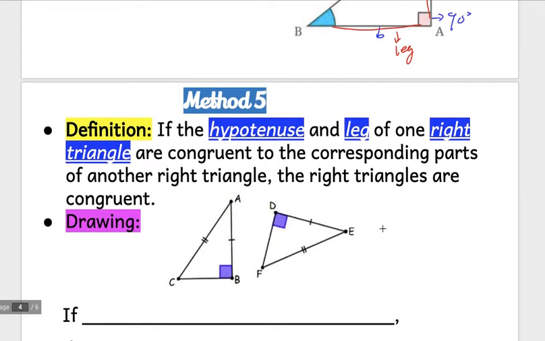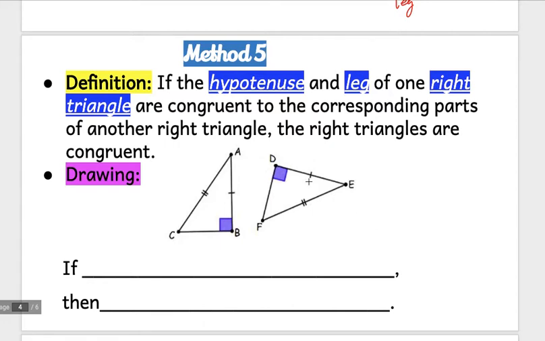So the last method says if the hypotenuse and the leg of one right triangle are congruent to the corresponding parts of another one, meaning one hypotenuse is congruent to the other hypotenuse, and one leg is congruent to the leg of another triangle, then these triangles are congruent. As you can see, the key word here is the right triangle. Since we're talking about the hypotenuse and the leg, that's why this method is called HL.